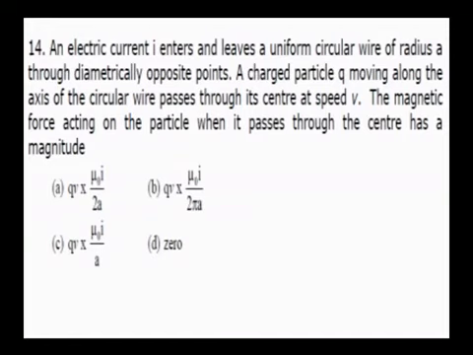A charged particle Q is moving along the axis of the circular wire, passes through the center at a speed v. The magnetic force acting on the particle when it passes through the center has a magnitude, okay. So now we'll find the magnetic force on a charged particle. That magnetic force is, we know that F equals Q into V into B sin theta, okay. So we should find what is theta first.